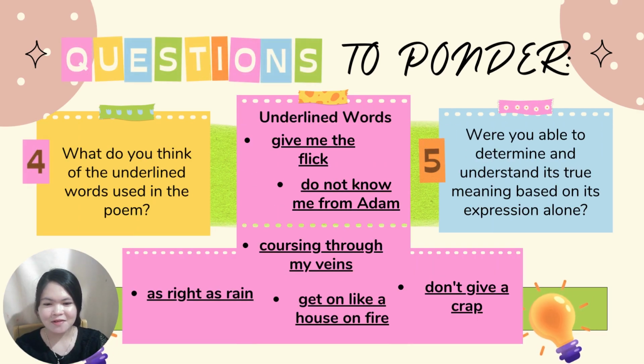All right, so now on to the next last two questions. Question number four. What did you think of the underlined words used in the poem? As you can see from the words that are used in the poem African Pride, you will notice that there are underlined words, and these are the underlined words. Give me the flick, do not know me from Adam, coursing through my veins, as right as rain, get on like a house on fire, and don't give a crap. So what do you think of these words? Would anyone like to answer?